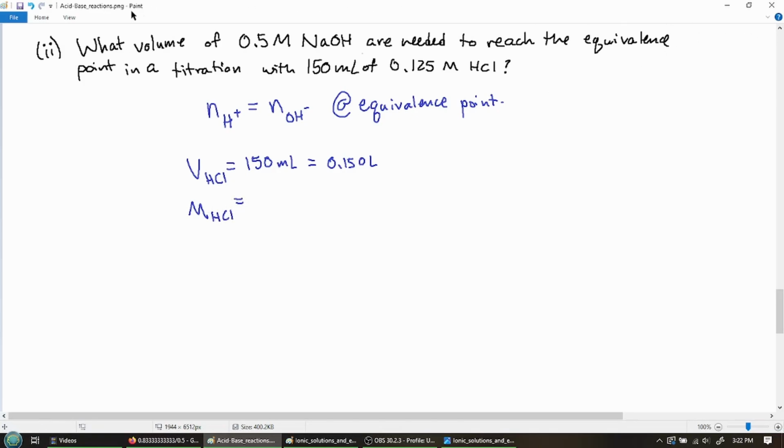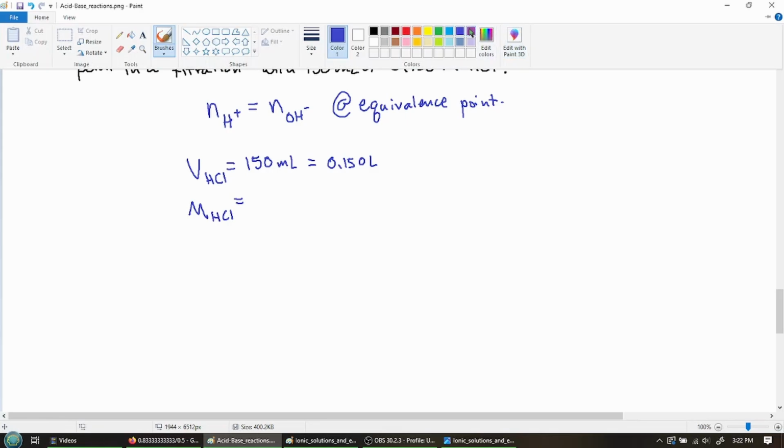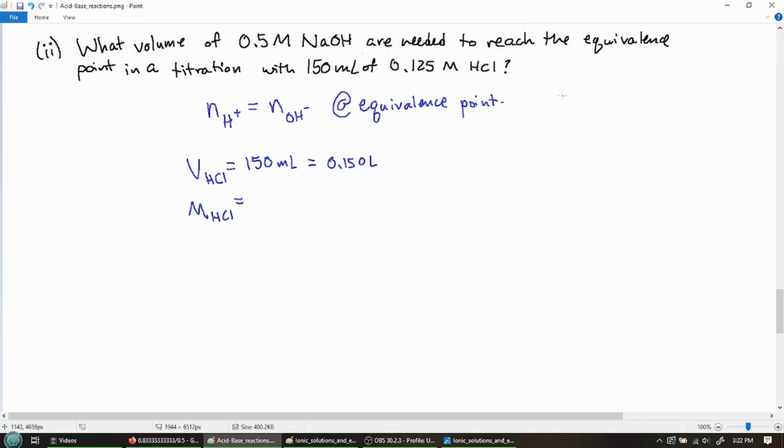Now let's go off to the side here and just refresh ourselves. Remember that molarity, which has the symbol capital M, is equal to the number of moles of solute divided by a certain volume of solution in liters.